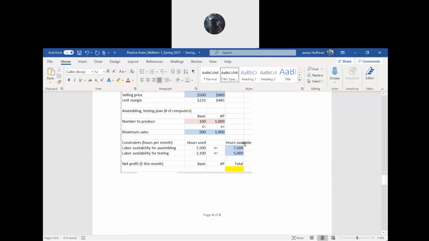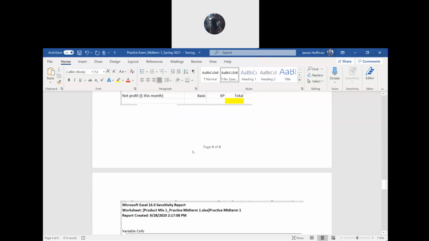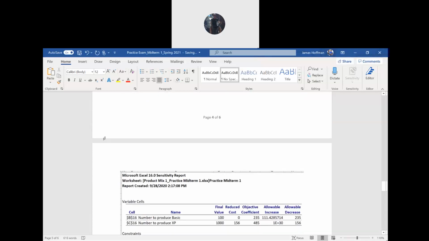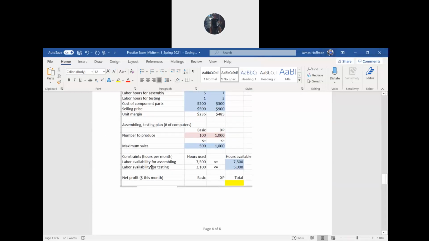Okay, for this one, we had 7,500 hours to use. We used all 7,500. So that's binding. Okay, and the last one for testing, we were allowed 5,000 hours. We only used 3,100. So that's non-binding because we didn't use the whole allotment.